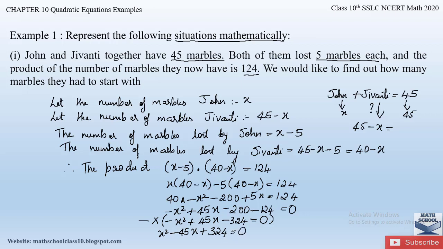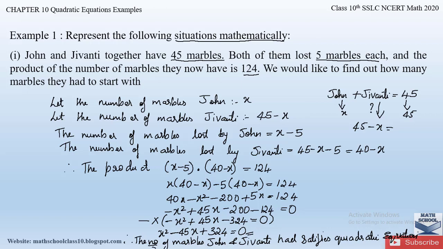So therefore, the number of marbles John and Jeevanti had satisfies the quadratic equation. So this is how we represent this problem or the situation mathematically in this equation form. So this is the required representation of the situation mathematically.